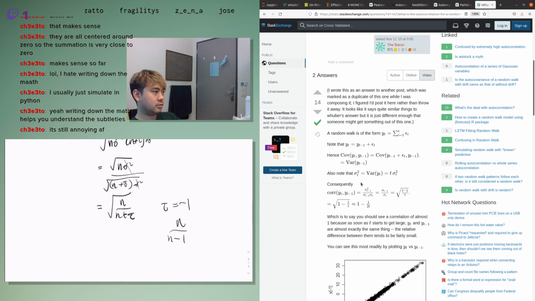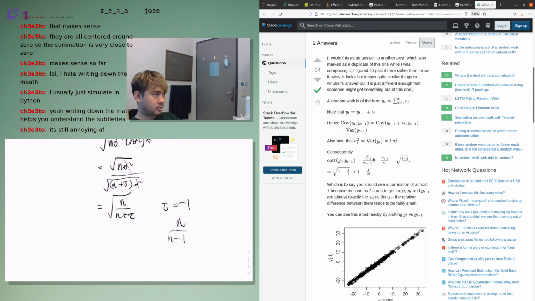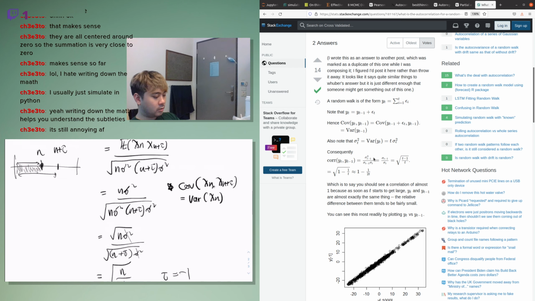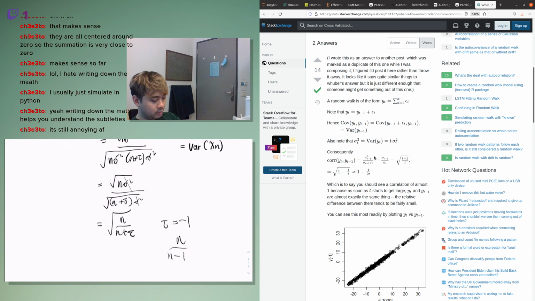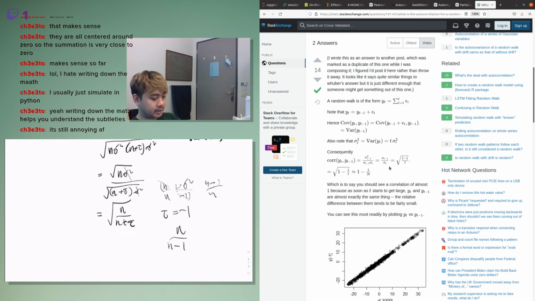Shoot, what did I do wrong? Wait, what? Oh, yeah. Then actually, if this is minus 1, then the top would be n minus... What the heck am I doing? That means this would have been n minus 1 here. Then this would have been n minus 1 here, and then I would have cancelled this, and I would be left with n minus 1 over n. Yeah, this is correct.